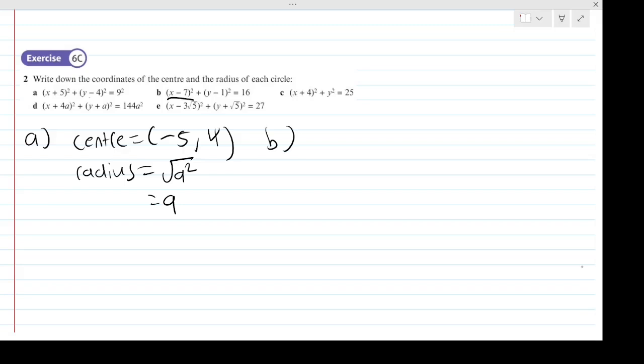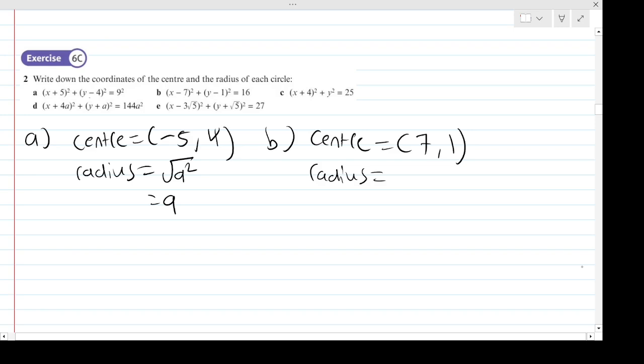Okay, so we have (x - 7) squared, (y - 1). First is the centre. In this case, instead of minus 7 for x, it's going to be plus 7 for the centre. Then we do the opposite again for y, so instead of minus 1 for y, we do plus 1 there, okay? And so the radius: this radius squared is 16, so it's going to be root 16, and we know that should be 4, okay? There we are.